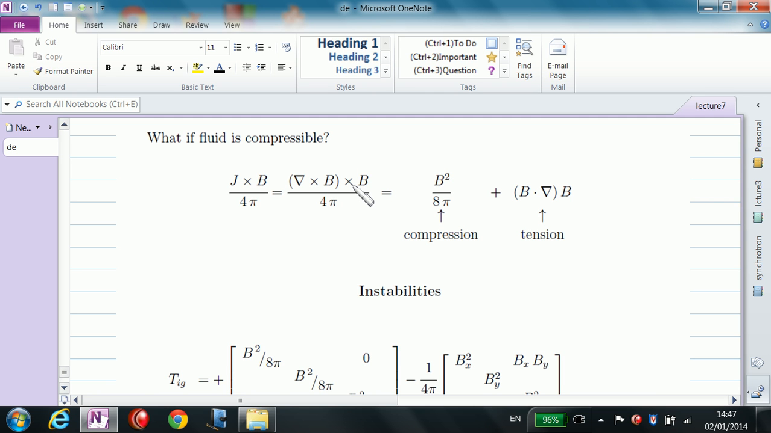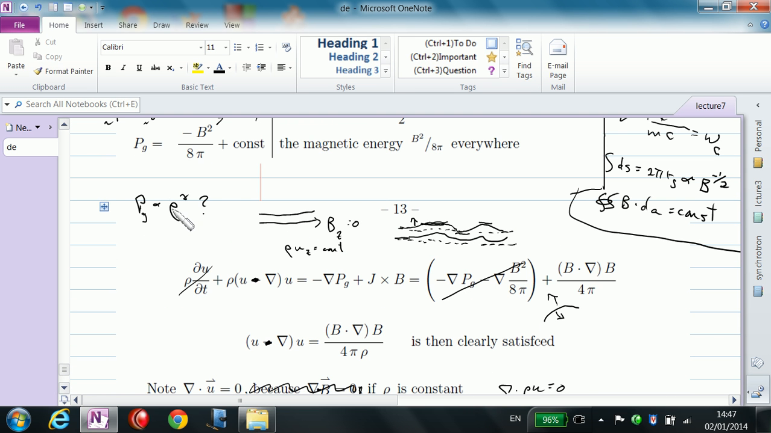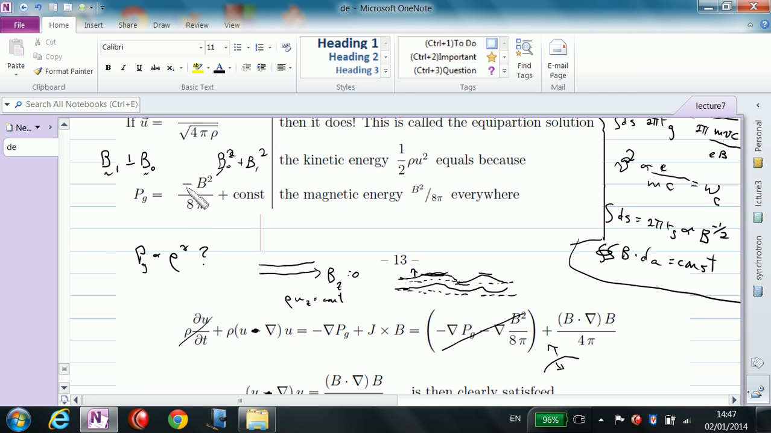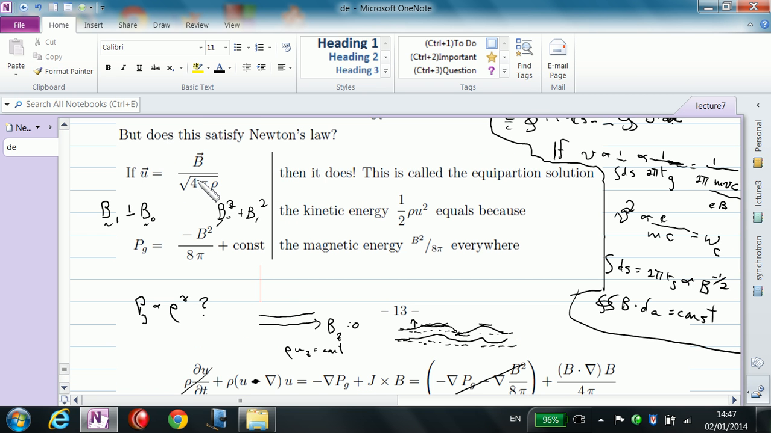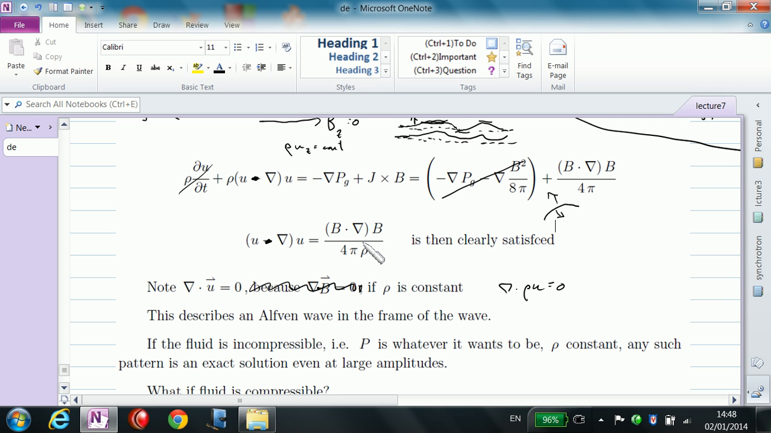In other words, the change in pressure causes a change in density, and that means that the velocity is no longer parallel to B, because rho is changing as you move along the field line, and you can't just say that this term is equal to this term, because there would be derivatives of rho in there somewhere.